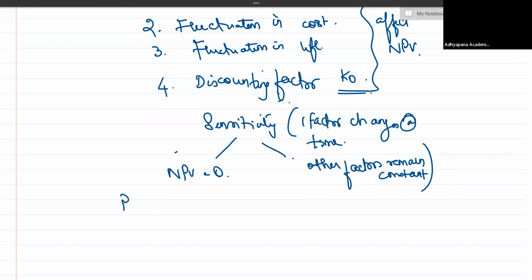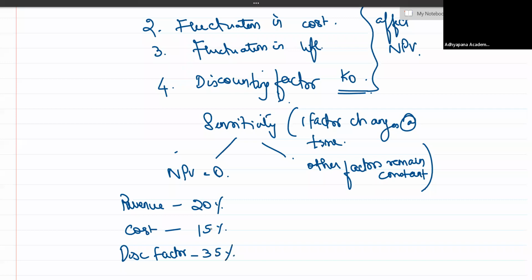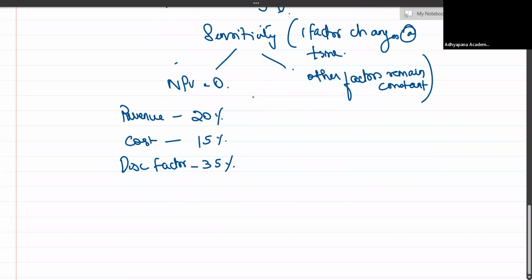Suppose I find the sensitivity of revenue as 20%, the sensitivity of cost as 15%, the sensitivity of the discounting factor as 35%. It is not 20 plus 15. These are all random numbers which I am writing now. Which is most sensitive? If a question comes up, yes, you have sensitivity analysis as part of your syllabus, and they say, which factor is most sensitive considering these three? Which factor is most sensitive?